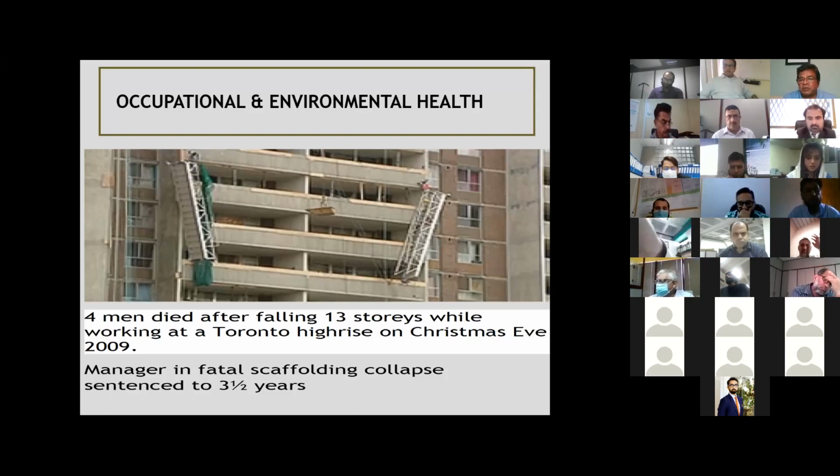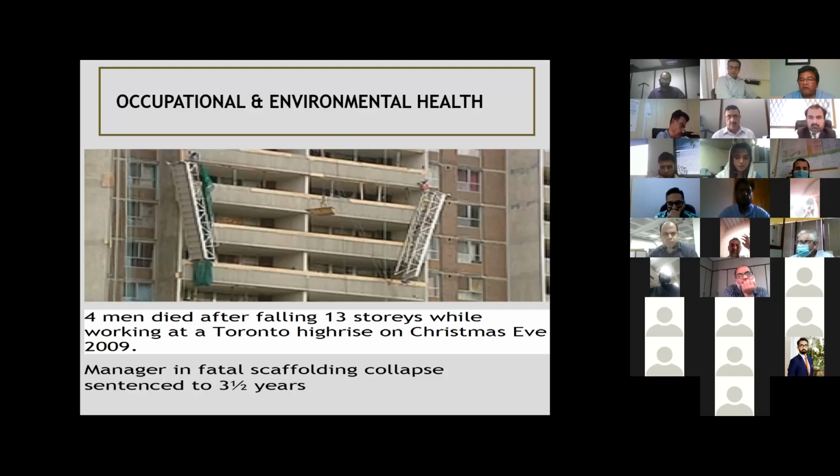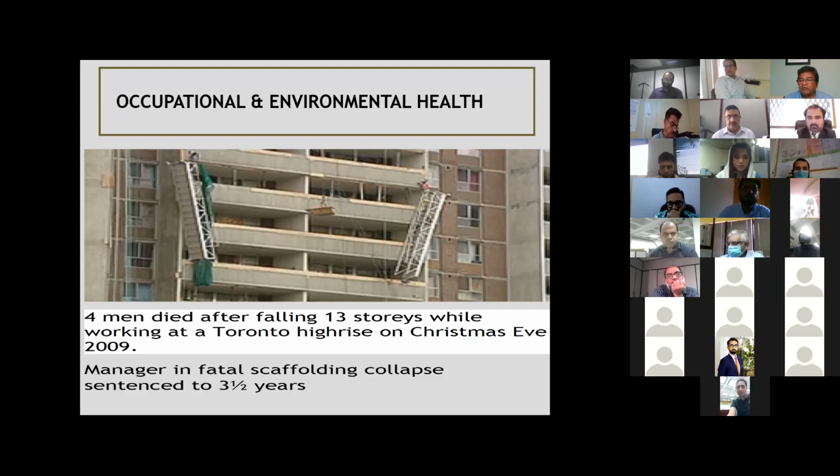But this supervisor may not have provided proper training to his workers. They were not tied to anything. So all 4 of them died. And the manager got 3.5 years in prison. 2016, the case was finalized. But for the first 3 months, 3 owners of this contractor were in jail.